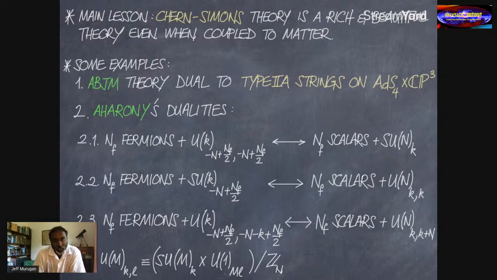The second point to note, the second example, actually stems from this ABJM theory. And this I'm going to call Aharony's dualities. And Aharony's dualities are a set of 3 dualities that connect fermions, whose actions are the Dirac action, to scalars via Chern-Simons theory. So there are 3 dualities in this list of Aharony dualities.